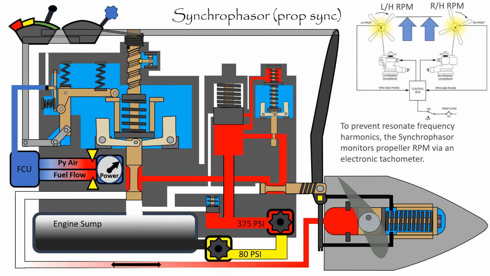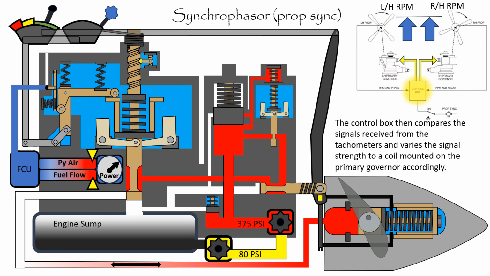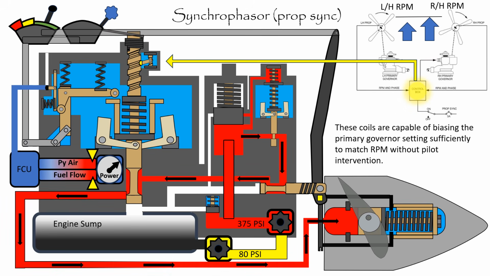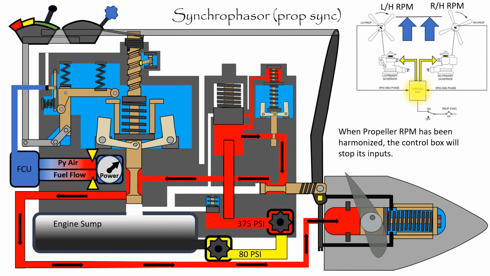To prevent resonant frequency harmonics, the syncophaser monitors propeller RPM via an electronic tachometer. The control box then compares the signals received from the tachometer and varies the signal strength to a coil mounted on the primary governor accordingly. These coils are capable of biasing the primary governor settings sufficiently to match RPM without pilot intervention. When propeller RPM has been harmonized, the control box will stop its inputs.